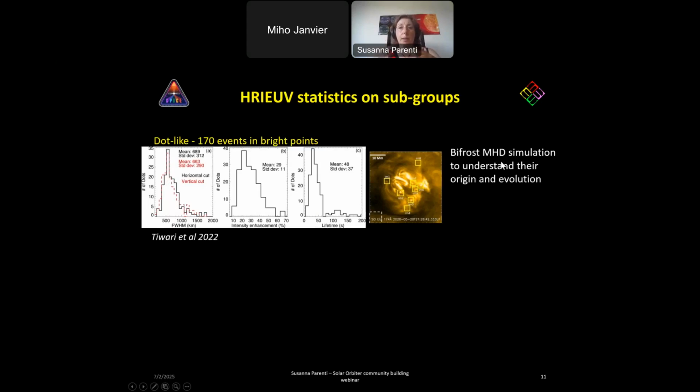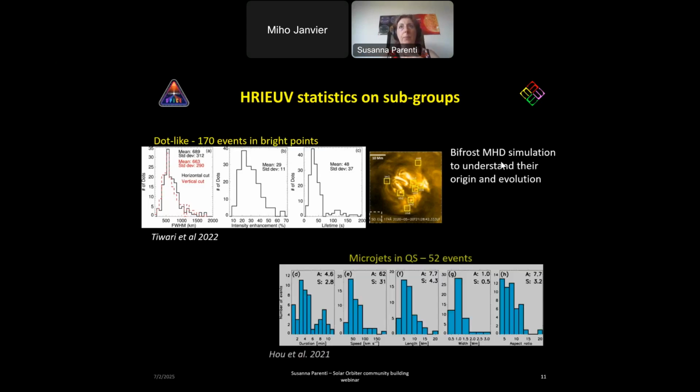And once they were able to find back these statistical properties, they went back to see the magnetic field structure, to understand which was the configuration of the magnetic field at the origin of this event. But I will discuss this a bit later.